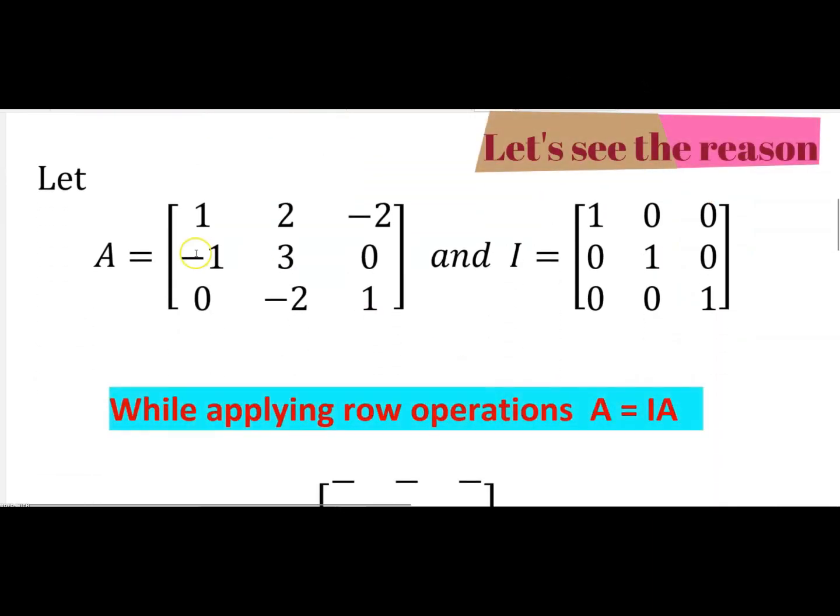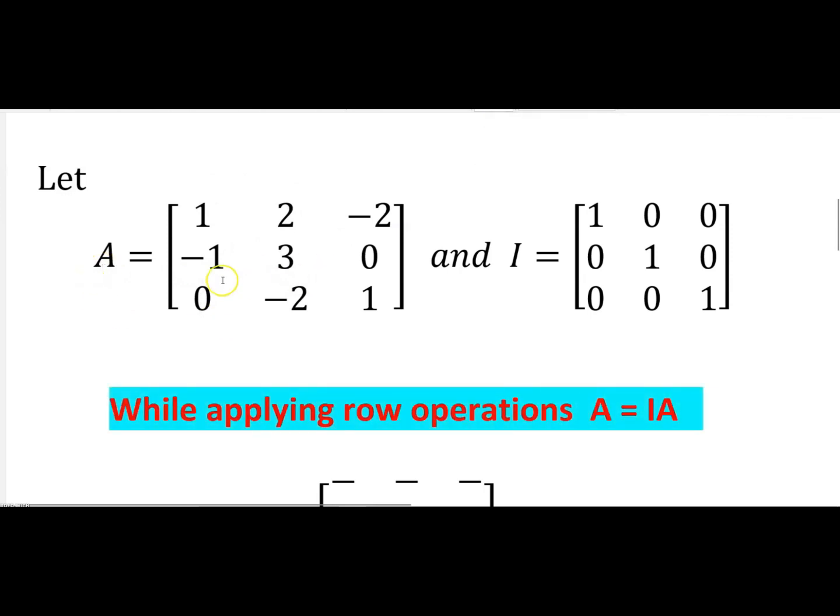Let's take an example. Any 3 by 3 or 2 by 2 matrix you can take. I'm taking this matrix as A, and of the same order, I'm taking one identity matrix. This is a 3 by 3 order matrix, and I'm taking the identity matrix of the same order: 1 0 0, 0 1 0, 0 0 1.